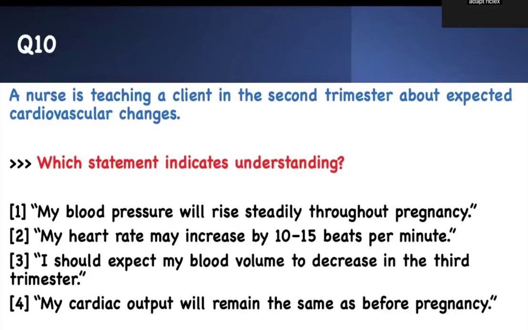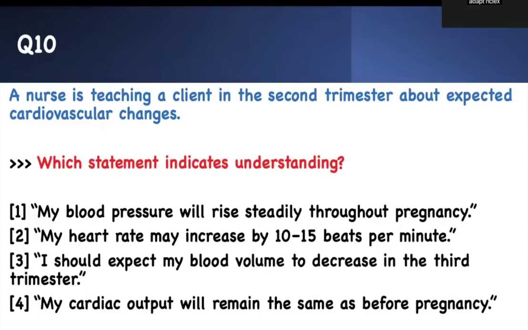And the last question. This is not difficult, but this is to trap you. And then she's teaching the client what? In the 2nd trimester about expected cardiovascular changes. Think about it. If you think about this question, it will be easy. What statement indicates understanding? Well, when you're pregnant, you now have more volume. Your blood volume goes up. Your heart rate goes up. Your hematocrit may go down, right? Your blood pressure alternates, goes back and forth, and later on stabilizes.